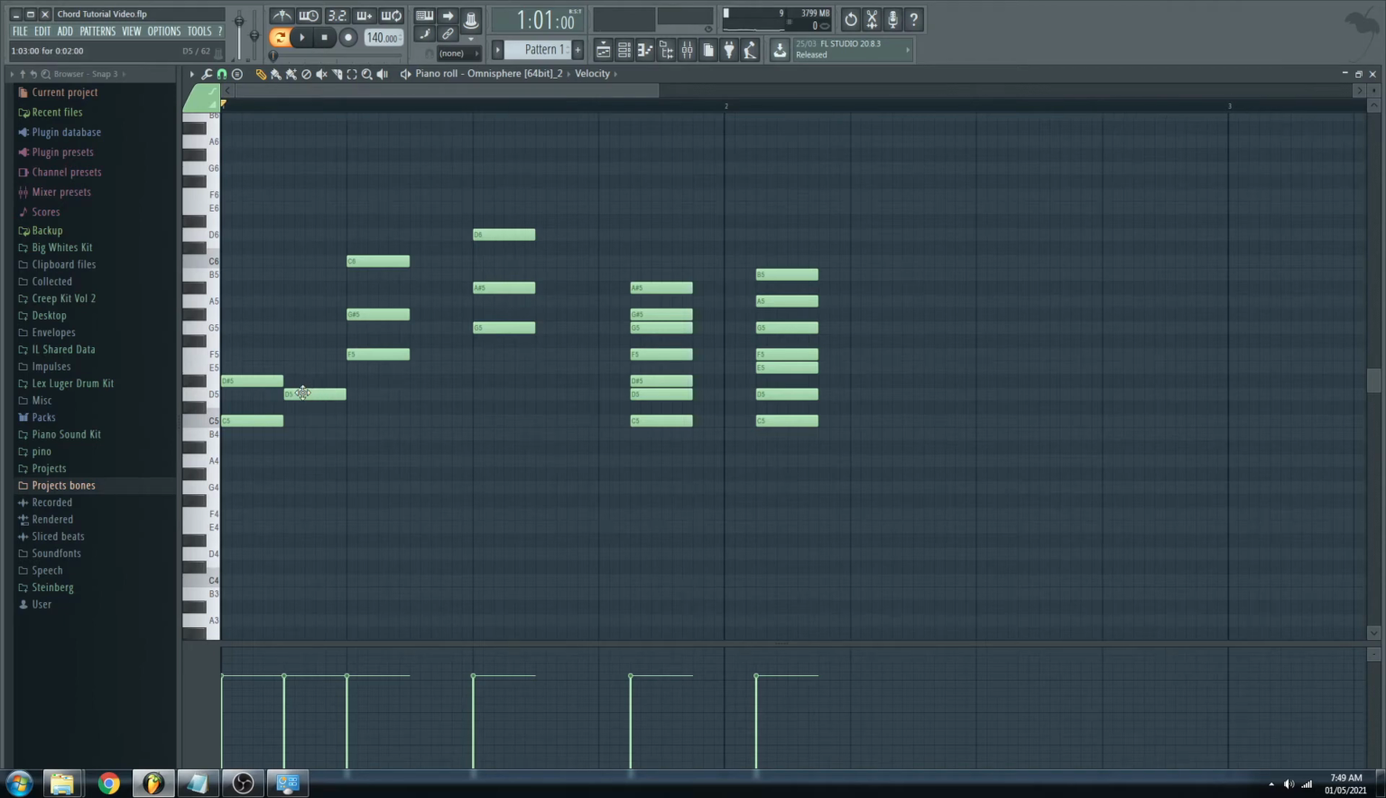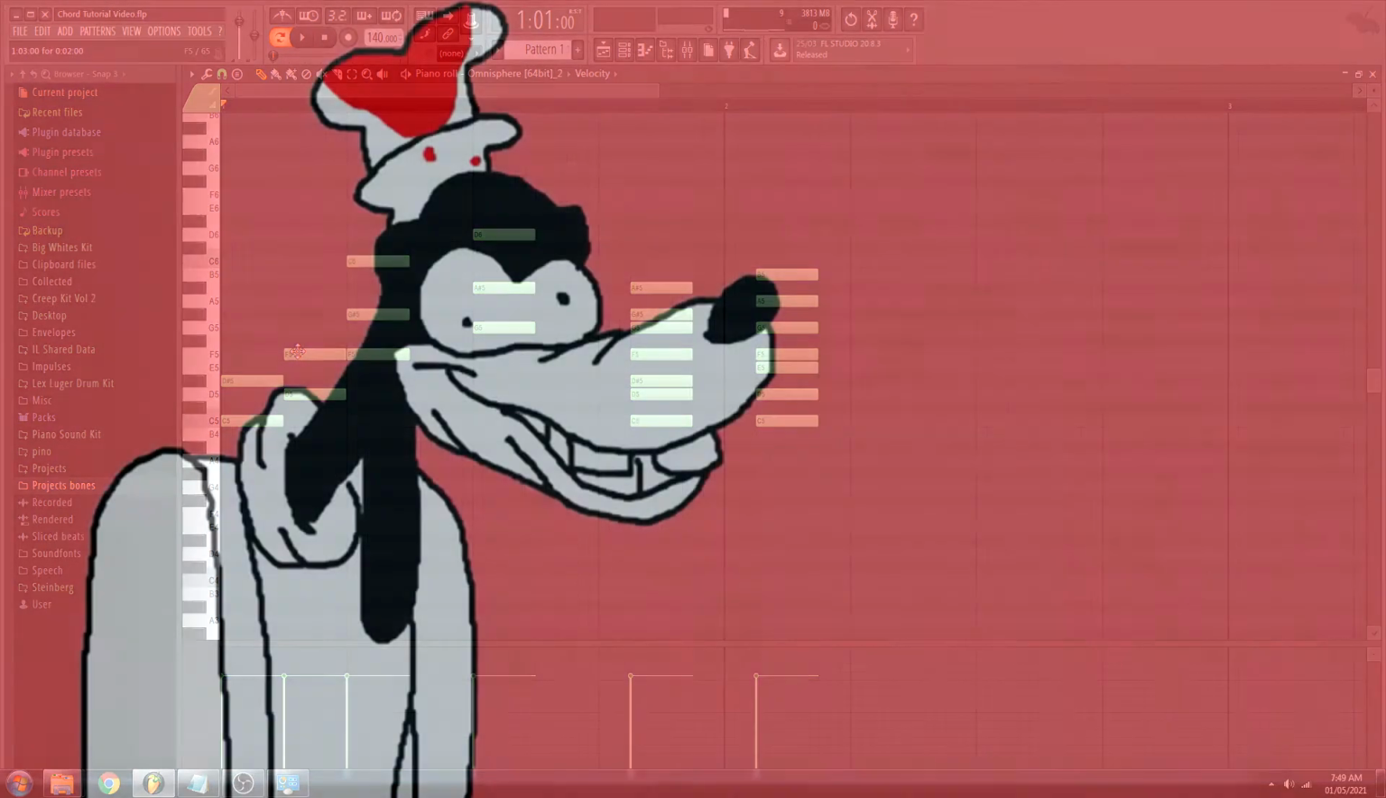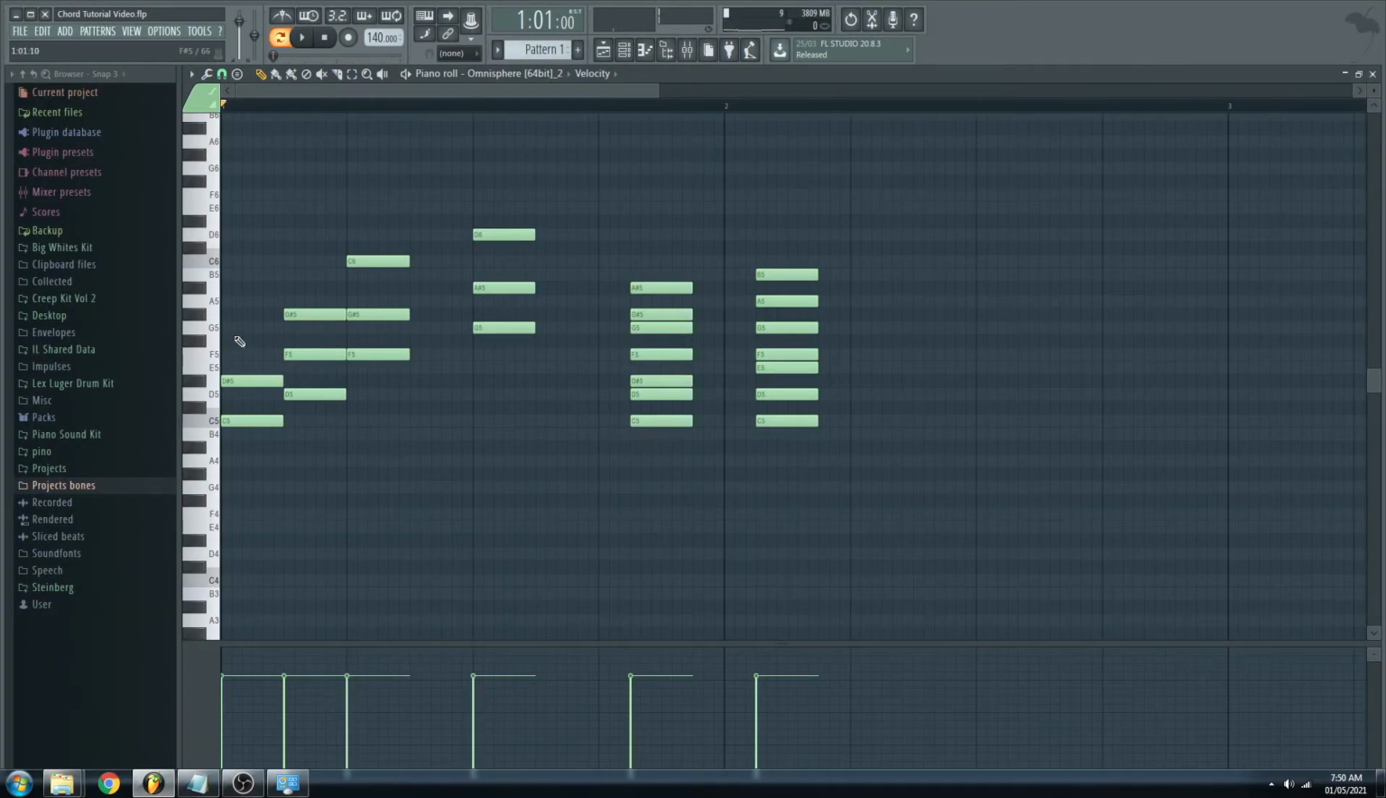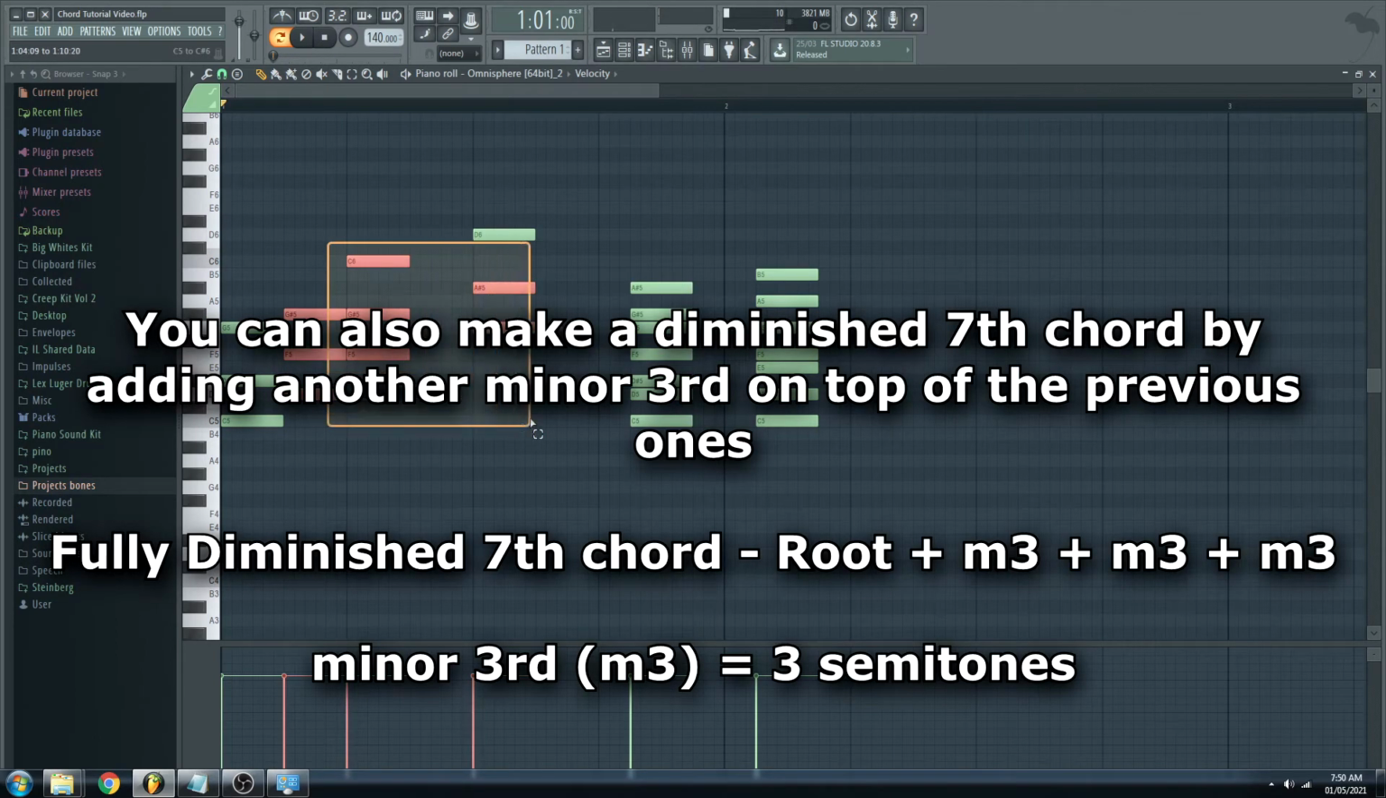Anyways, so we would have a D, and then we would count up 3 semitones for our minor third interval. So 1, 2, 3. There, boom, our minor third. And now let's do it again. Anyways, so boom, we have C. Let's just, you know, elongate this out.